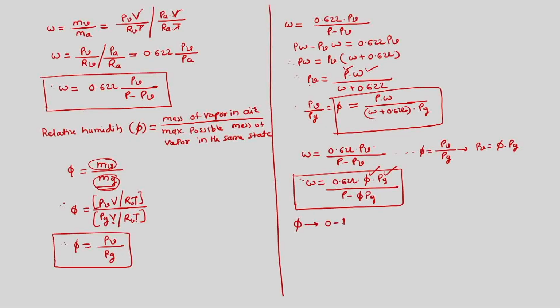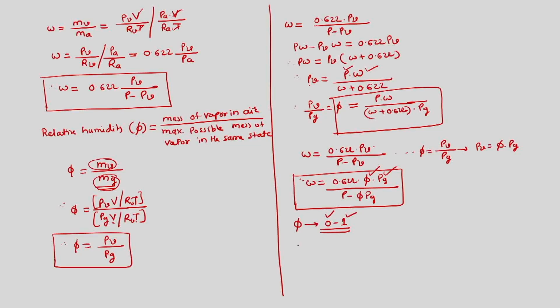Relative humidity phi can vary from 0 to 1, where 0 represents completely dry air and 1 represents fully saturated vapor or completely humid vapor. So after relative humidity of 1, we cannot accommodate any more mass of vapor in the air.